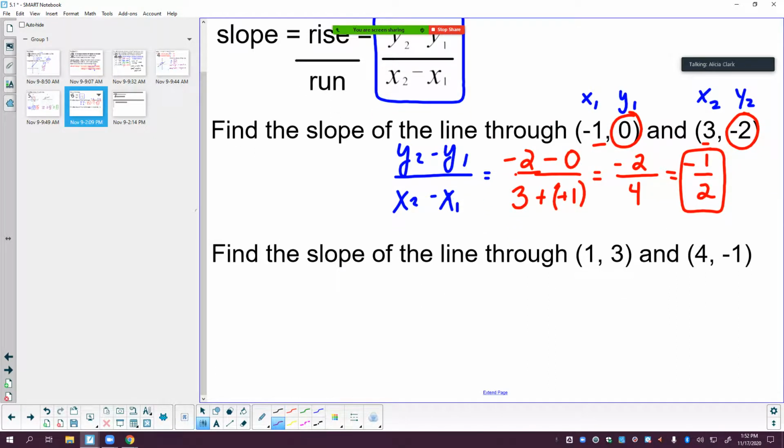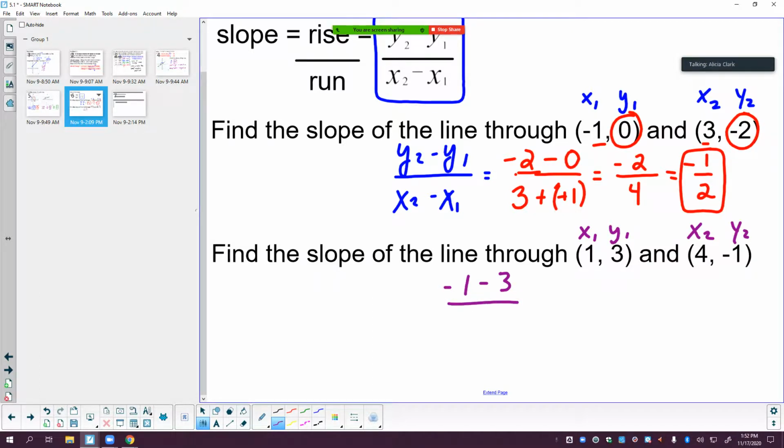Okay, so another one just like this. Again, I like to label these when you're first starting out so that you can see exactly what everything is. You have your first x and y, and you have your second x and y. And then it's really easy to see what you need to plug in where. So y2 minus y1: my second y, negative 1, minus my first y, positive 3.